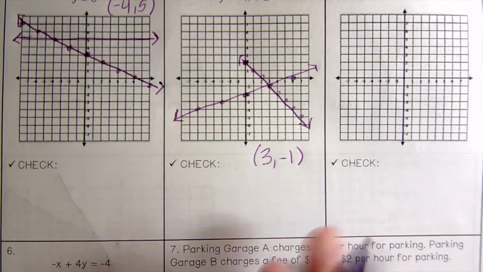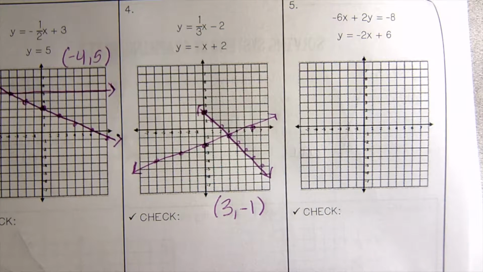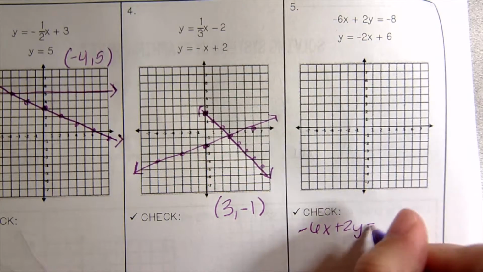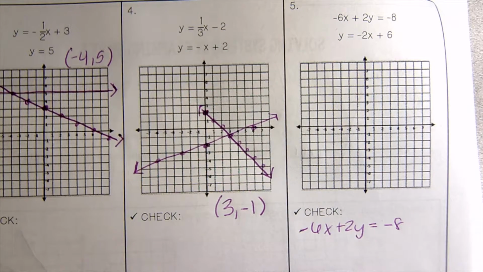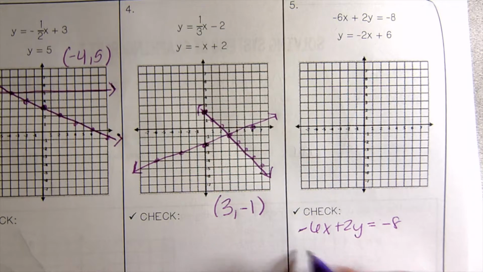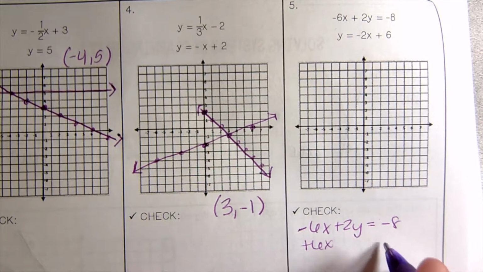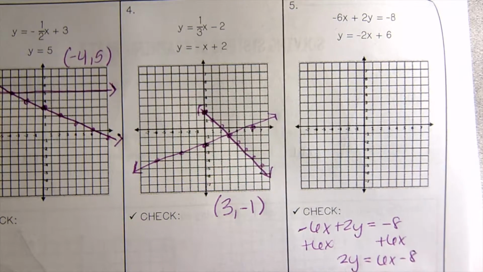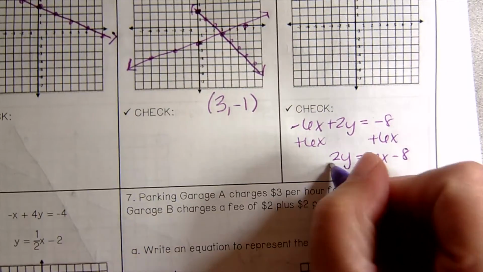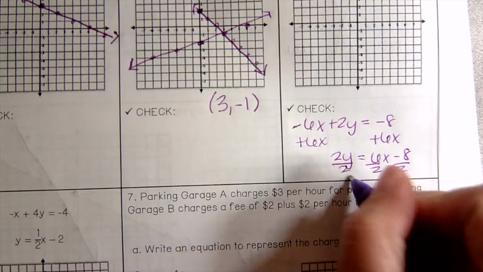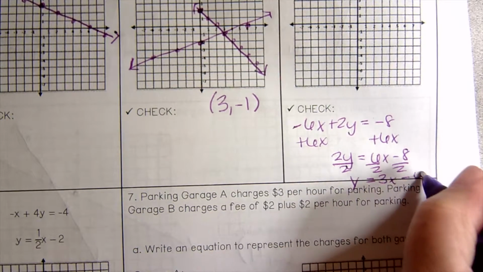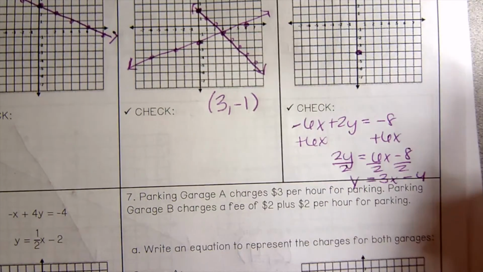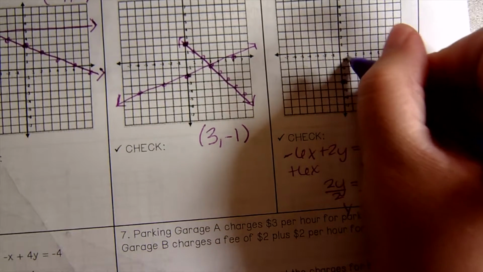All right, for number 5, can you use the cover-up method? No. So I needed to solve the first one algebraically. So what did I need to do to both sides? Add 6x to both sides. It's negative, so I add. So I get 2y equals 6x minus 8. And then what do I do? Divide everything by 2. So y equals 3x minus 4. So what is my intercept? Negative 4. And then where do I go from there? Up 3 over 1.